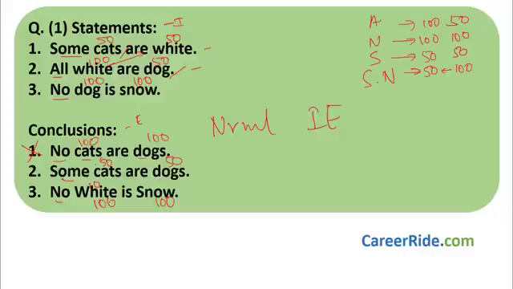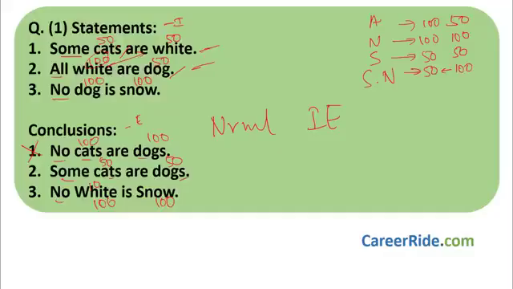Okay. Next, some cats are dogs. This is the second conclusion. Some cats are dogs. Cats and dogs in one sentence. Let's check out. Cats, white, white, dog. Again, these two sentences. Cat and dog. White is common. One white is 100, so we can go ahead.